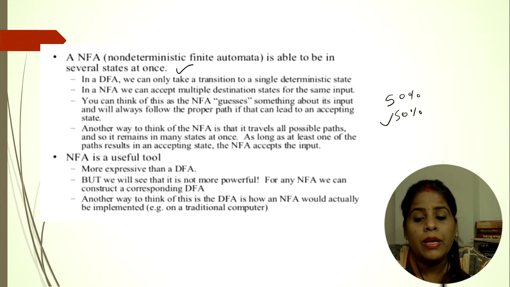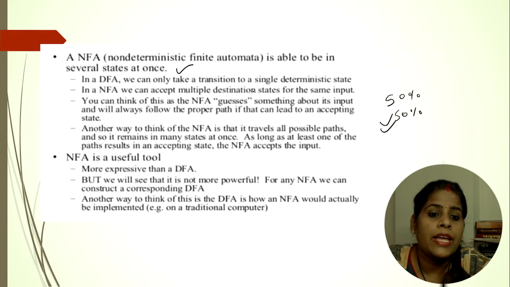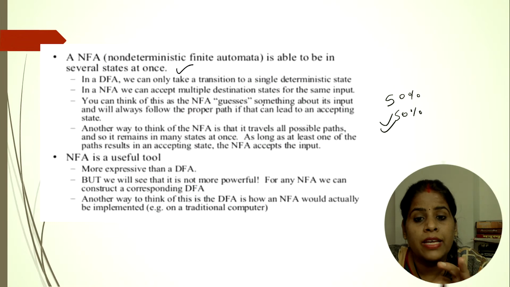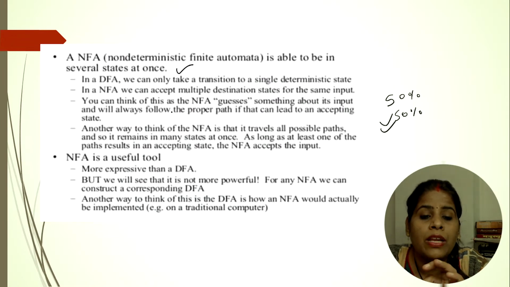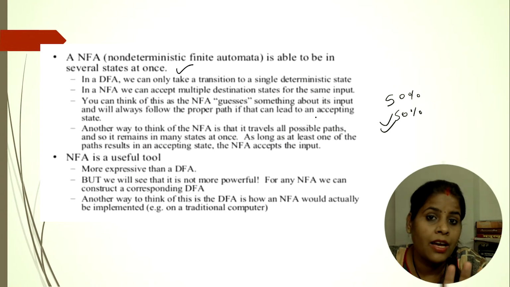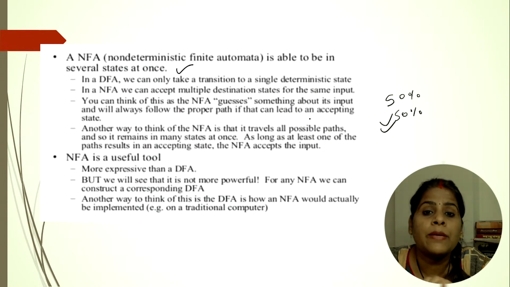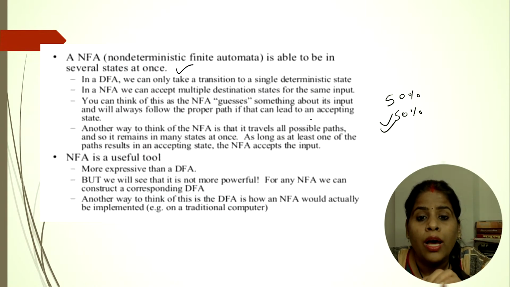50-50 means it may be possible it will be accepted, it may be possible it will be rejected. So you can think of this as the NFA guesses something about the input and will always follow the proper path if that can lead to an accept state. There is no guarantee that if the NFA has multiple states then all strings will be accepted. There are multiple states, multiple transitions, but in spite of that it is not possible to accept all these strings. So this is a chance of 50-50. It may be accepted, it may not be accepted, it may be rejected.